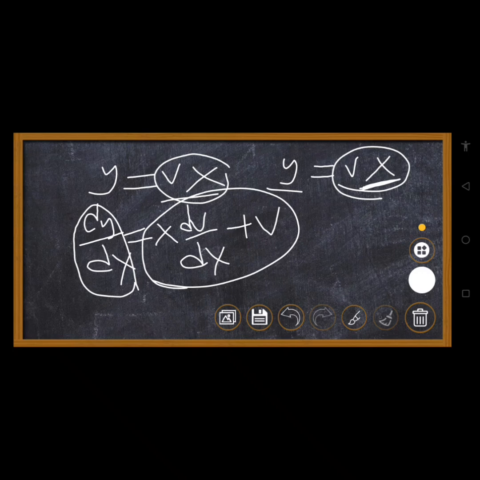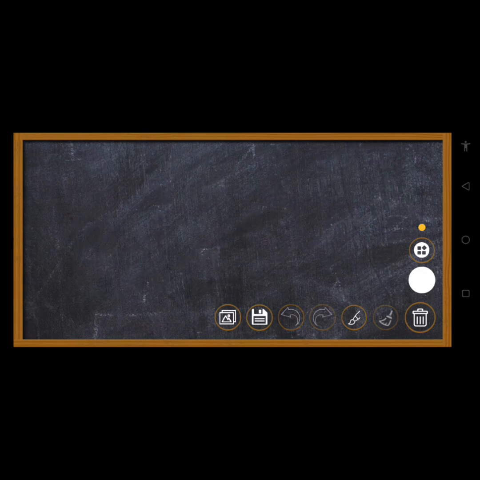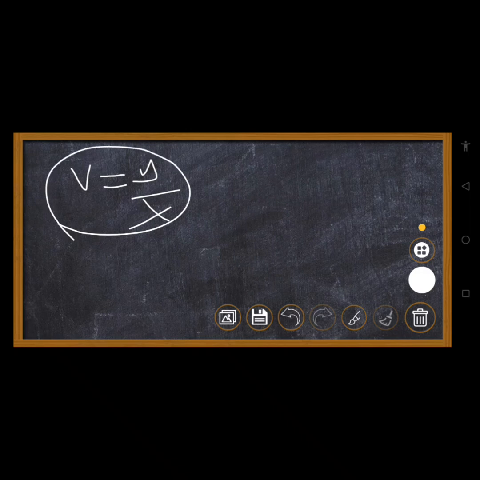Then you replace again where there is v with the answer that you have. Where there is v, we know that y equals vx. So here you just make v the subject of the formula, dividing by x on both sides. In this case, our v is equal to y over x. That's all about this.